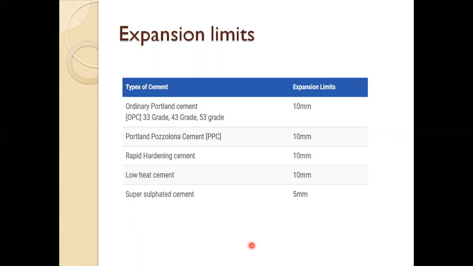For sulfate resisting cement or super sulfated cement, it is maximum 5 mm. So the difference between pointers is the expansion of the cement, and this difference is given in mm for a particular type of cement. So it is about the soundness test of a cement by using the Le Chatelier approach.